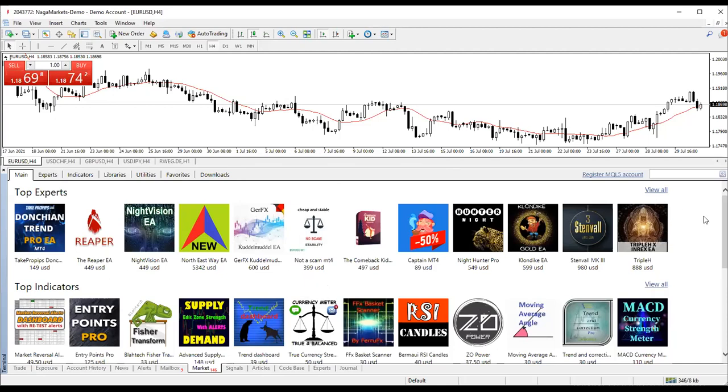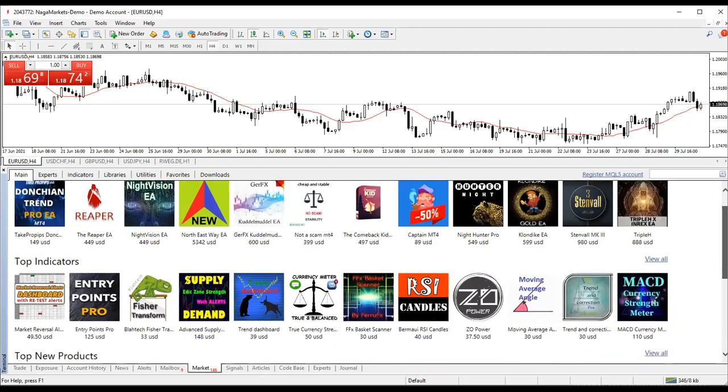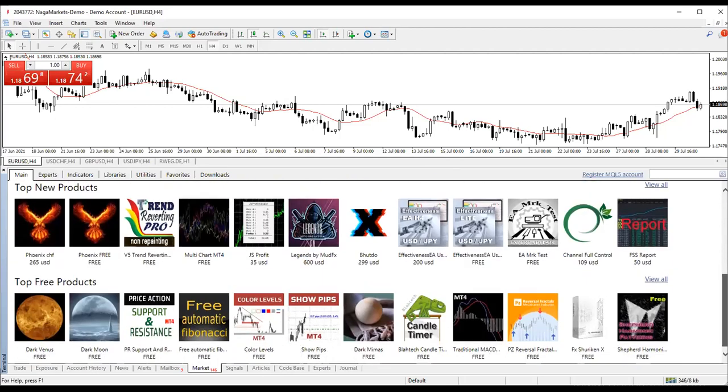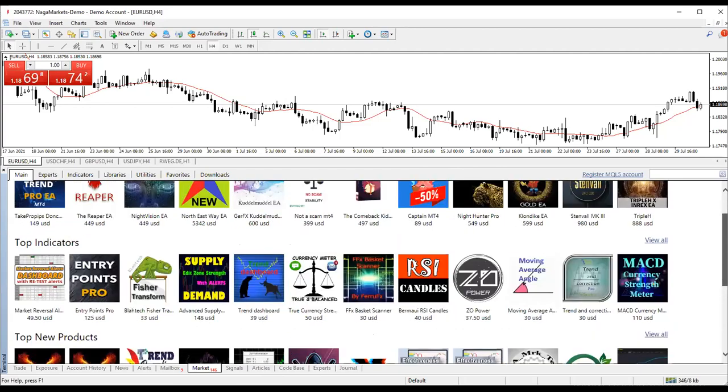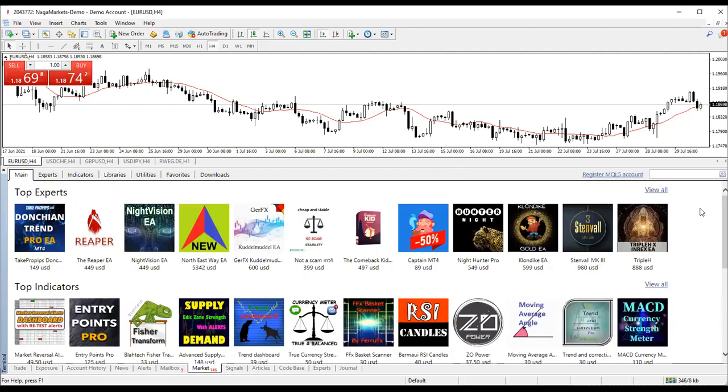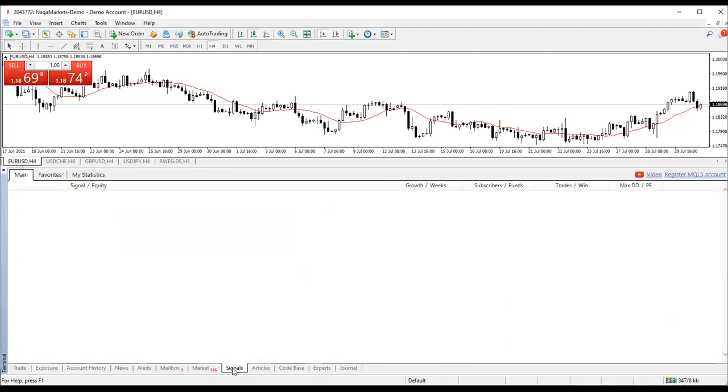Some of us who don't want to go through the process, but we want to profit big money, then we go and pay these guys. We buy some of these things and say, okay, whilst I'm sleeping, this thing can be making money for me. But believe me, if you are here, it's because you already know that it doesn't always work that way. You need to go through the process.